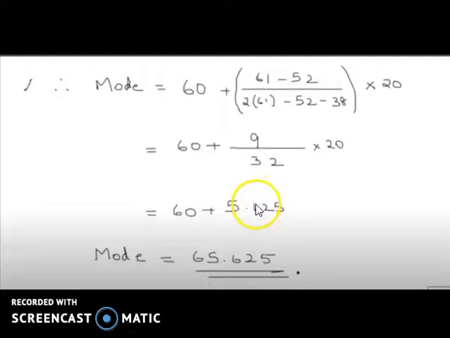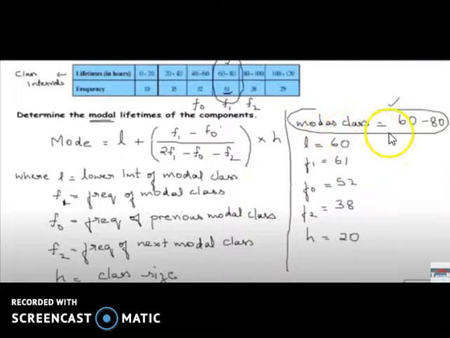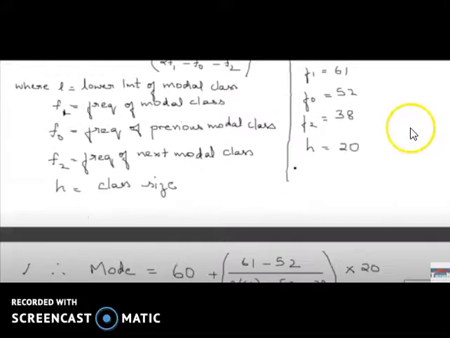You can also conclude, as stated earlier, that the mode lies in the modal class, that is 60 to 80. So you got an answer of 65.625.